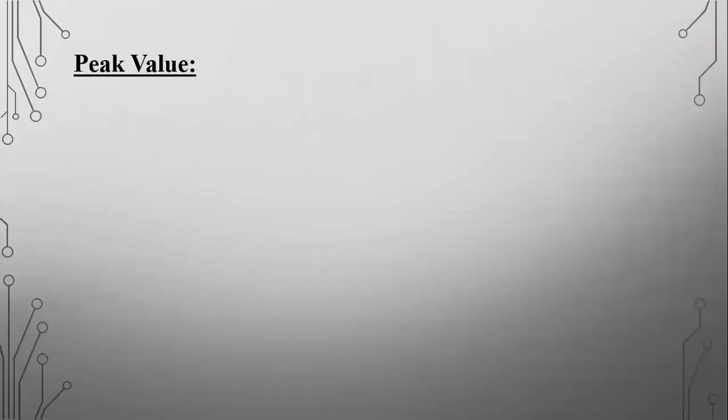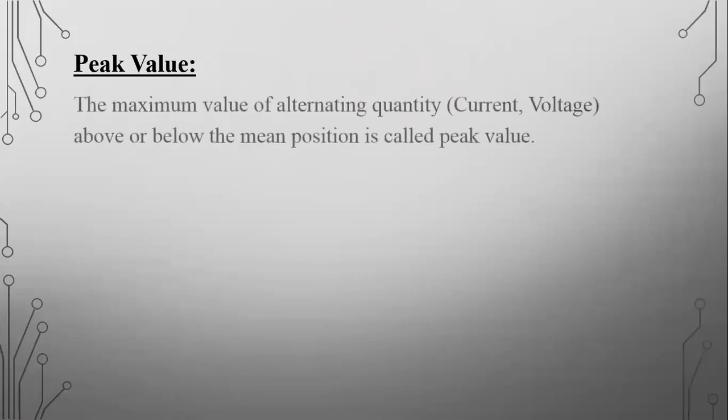Now, there is another term, peak value. So peak value can be defined as the maximum value of alternating quantity, whether it is current or voltage, above or below the mean position. This is called peak value. यानी ये मीन पोजीशन से अबव भी हो सकती है, मीन पोजीशन से बिलो भी हो सकती है, but it should be the maximum value. So the maximum value of an alternating quantity is called peak value.